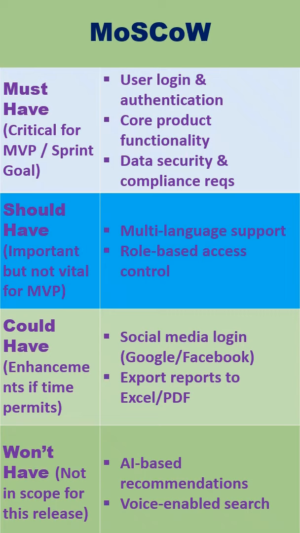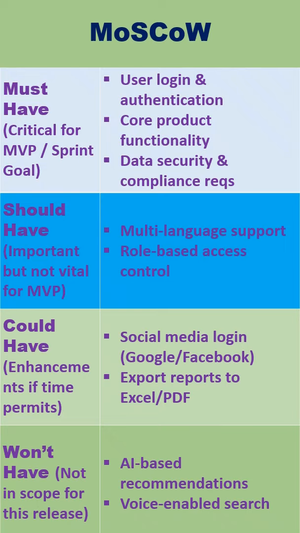We can prioritize the items in a product backlog using the MoSCoW technique, where M is must have, then we have should have, could have, and won't have. So the must-have requirements are the ones which are critical for our product, critical for our release goal or the sprint goal. Some examples are user login, authentication, the core product functionality, the security within our application, and compliance requirements. Should-have requirements are the ones which are important but not vital for our MVP.